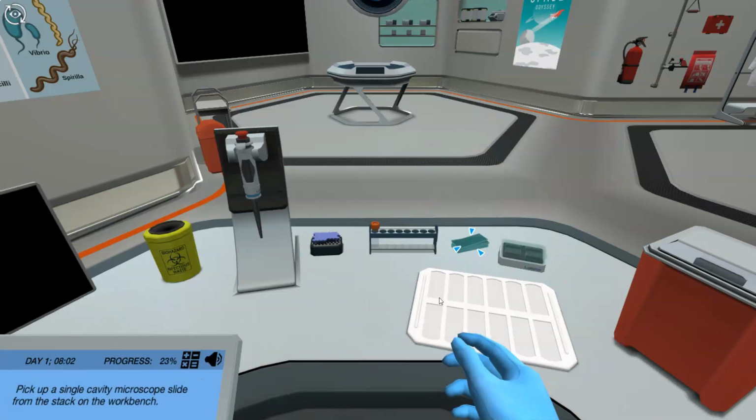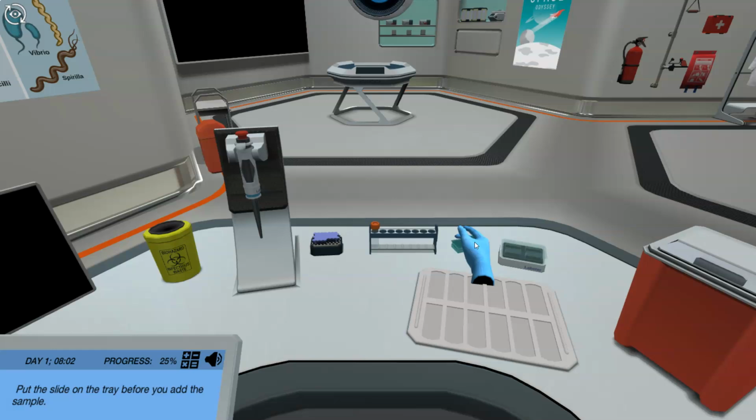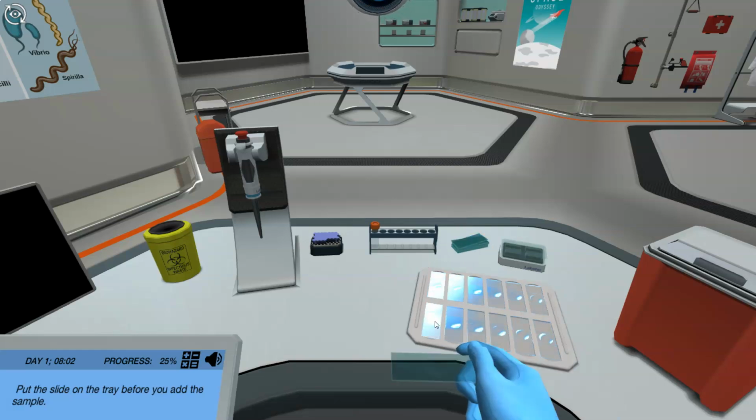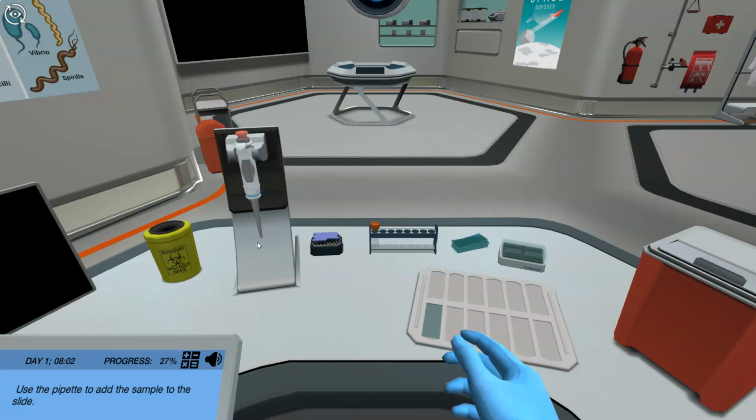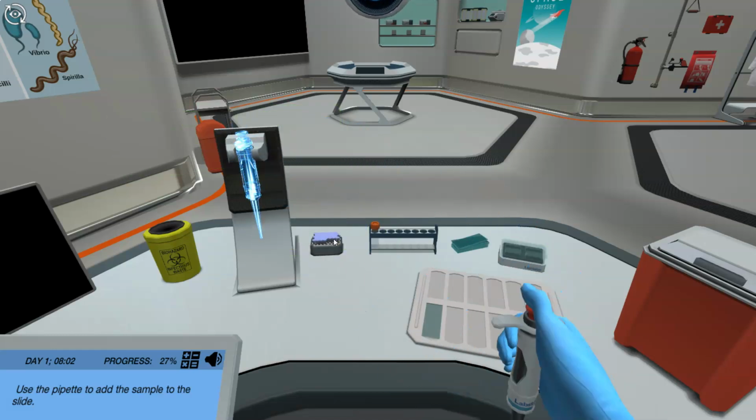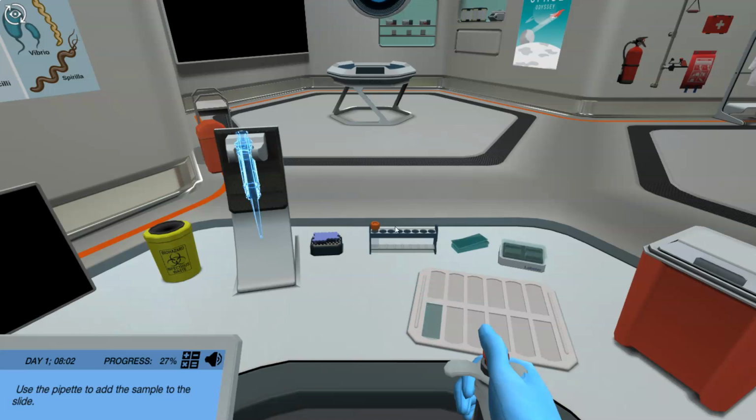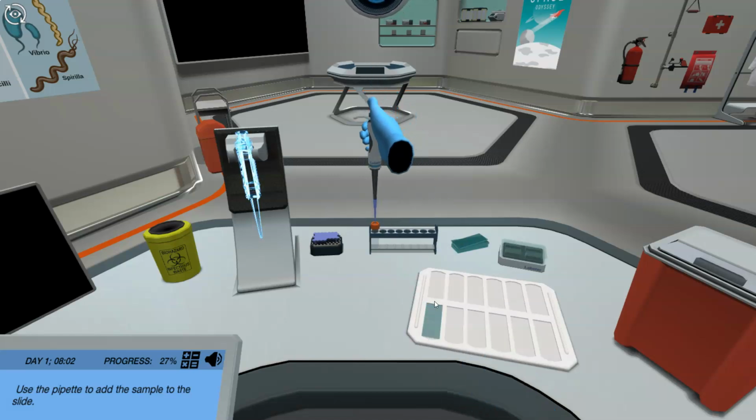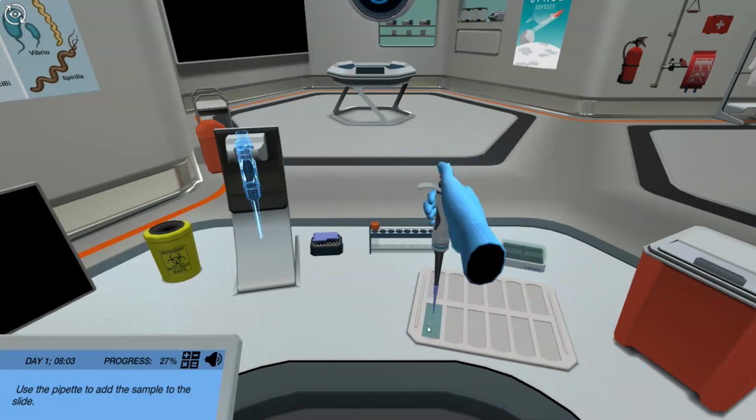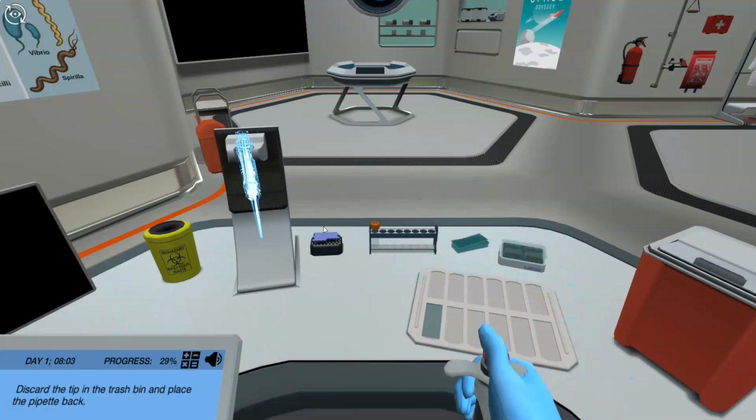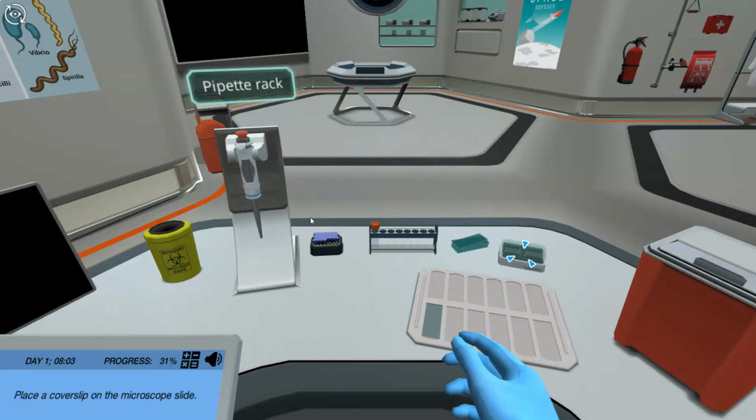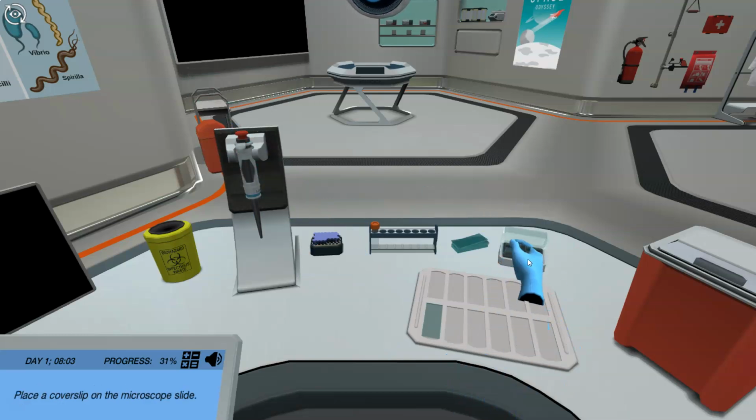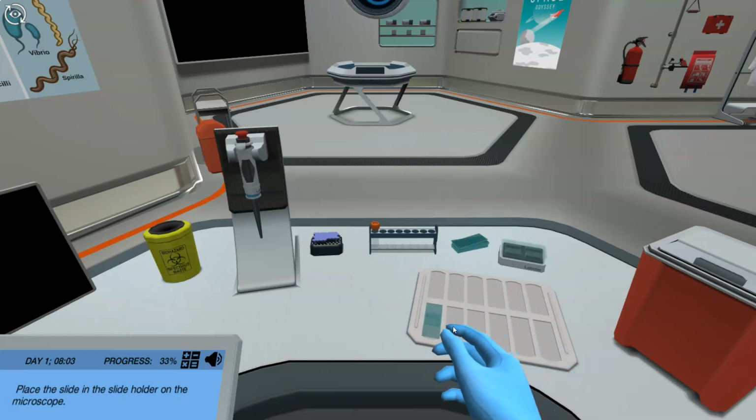Pick up a single cavity microscope slide from the stack. Put the slide on the tray before you add the sample. Use the pipette to add the sample to the slide. Discard the tip in the trash bin and place the pipette back. Place a cover slip on the microscope slide. Place the slide in the slide holder on the microscope.